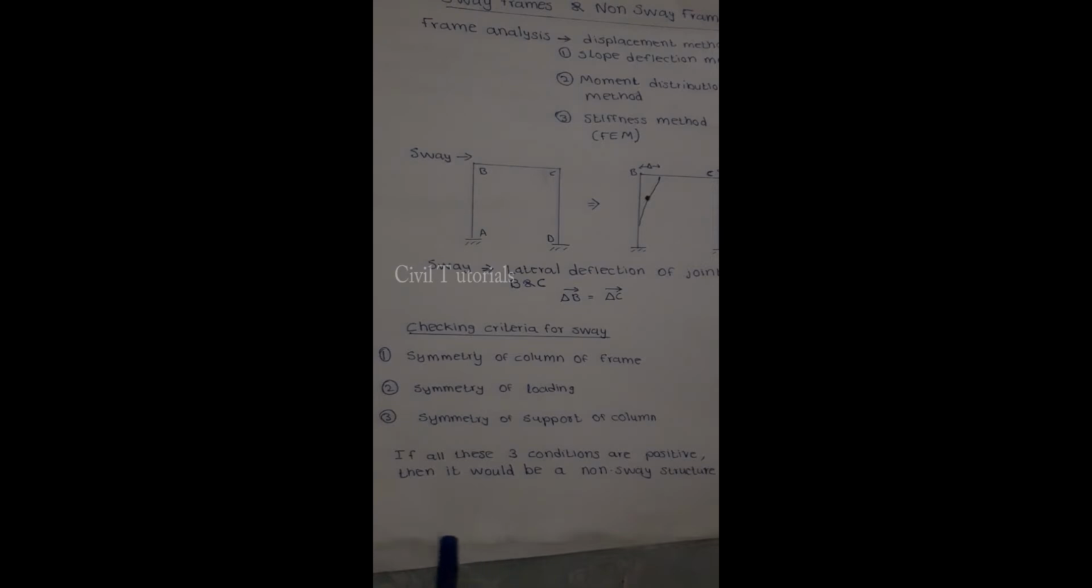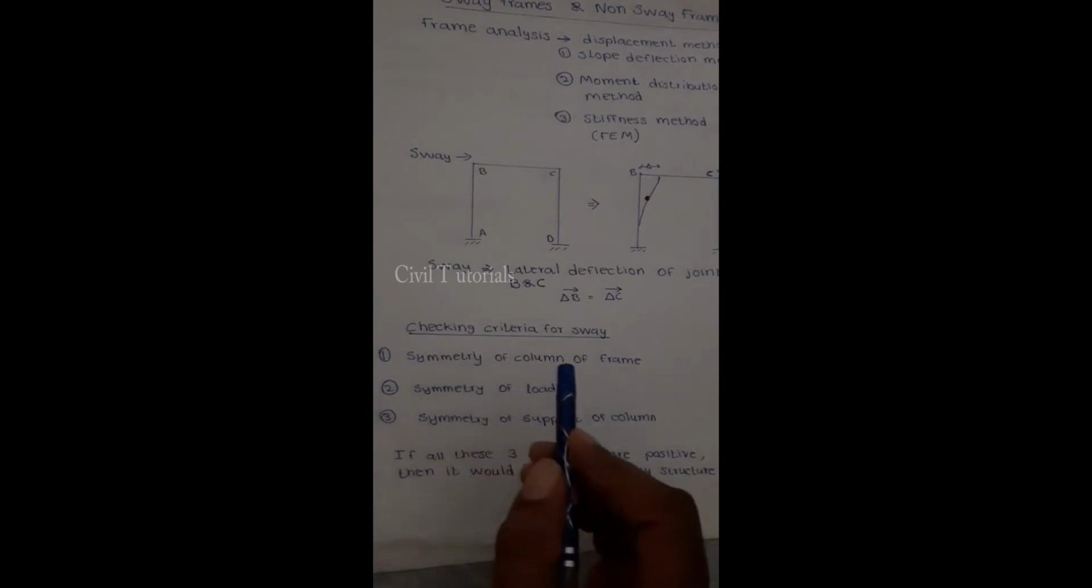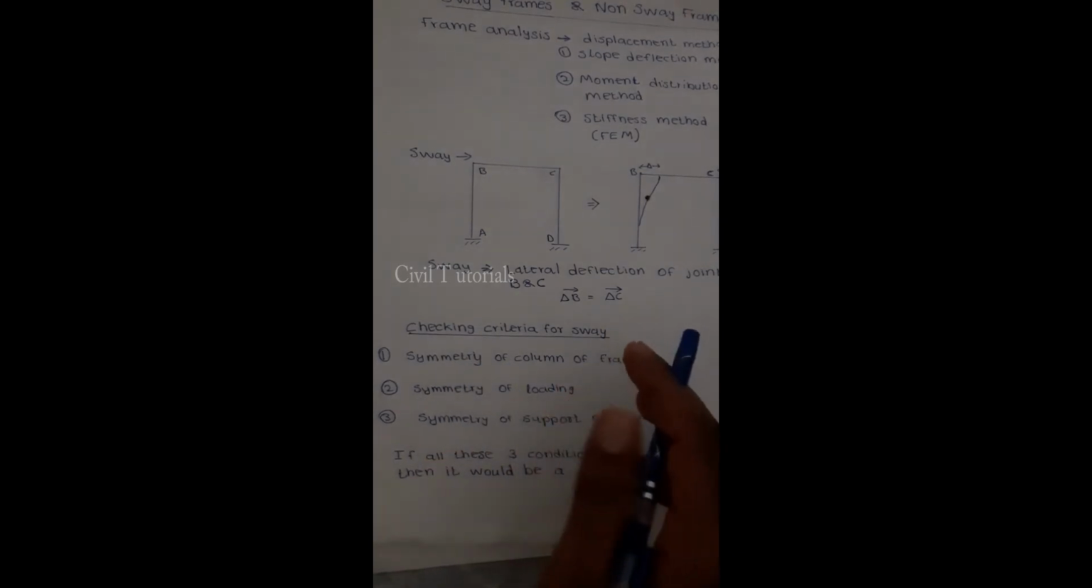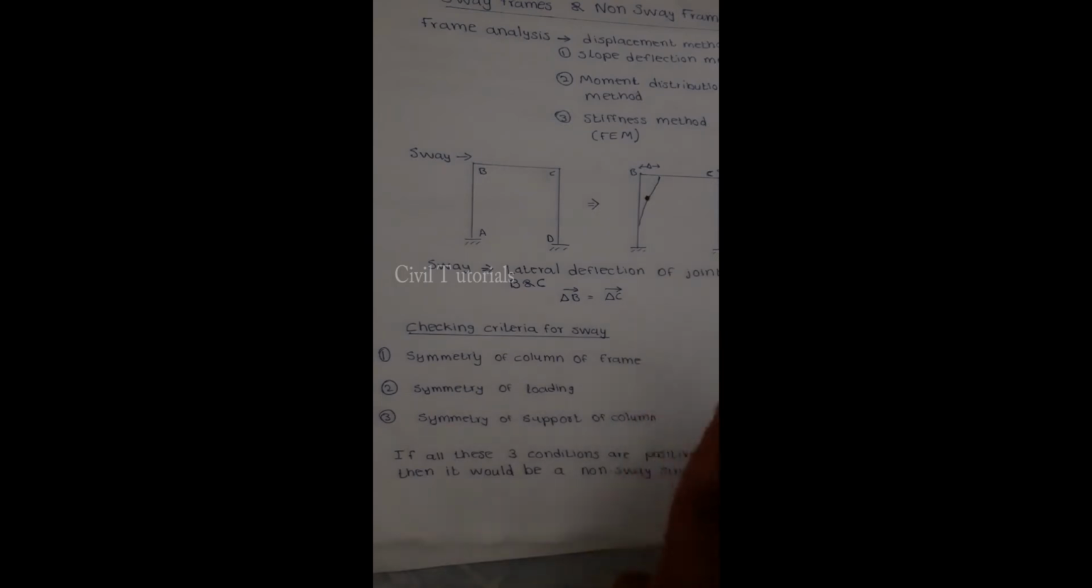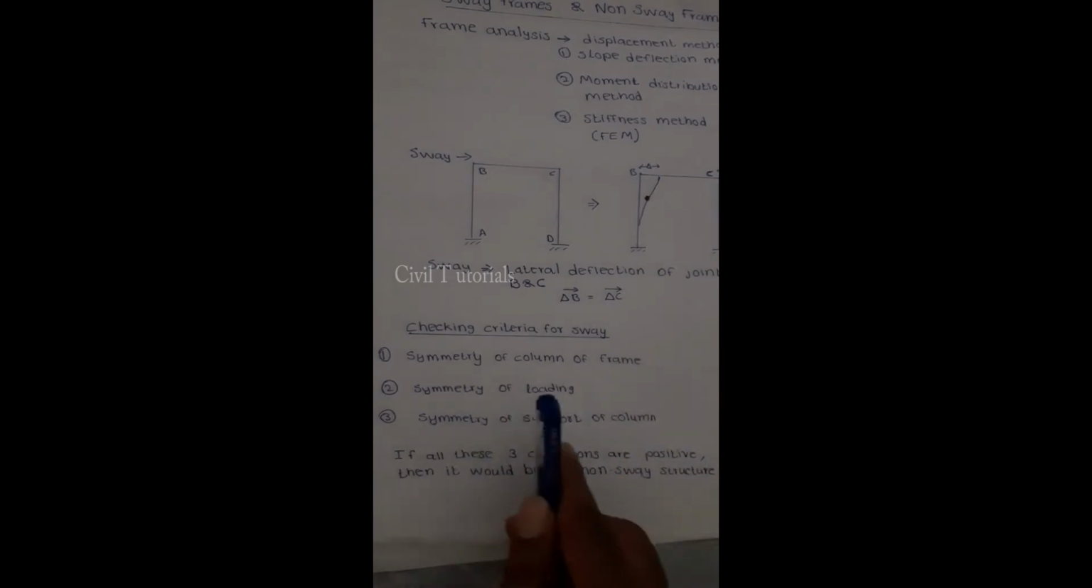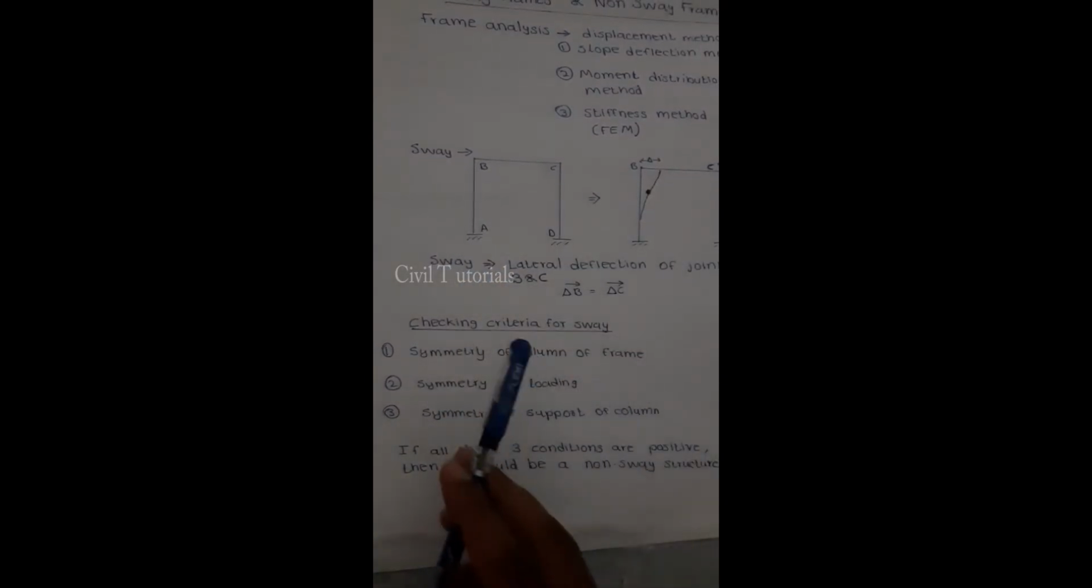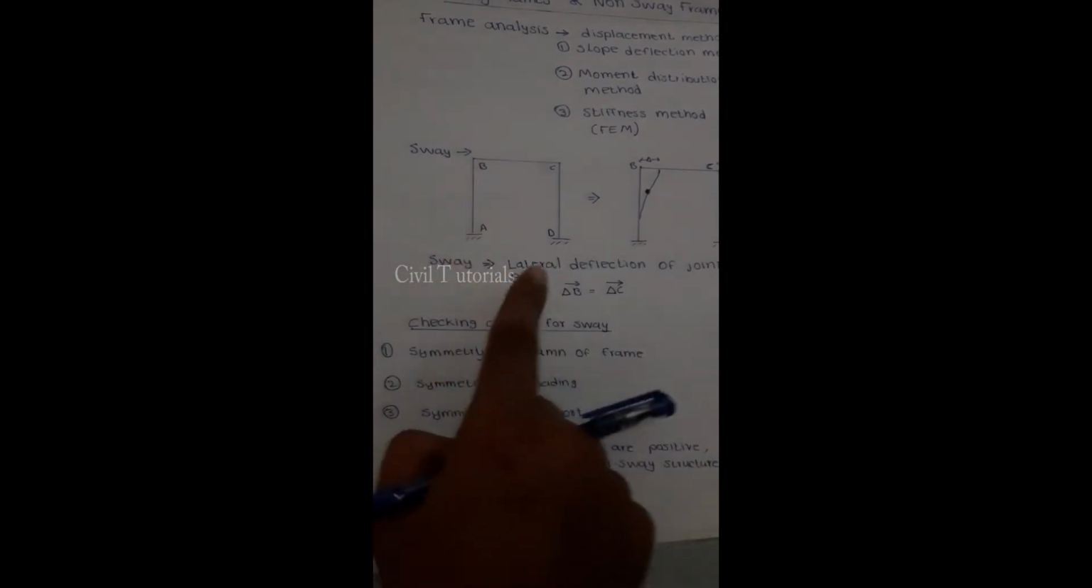Finally, we can say if all these three conditions are satisfied, then it is a non-sway structure. What are the three conditions? Symmetry of columns of the frame should be satisfied: columns must be identical, as we saw before. Symmetry of loading: loading must be symmetrical on both sides of the symmetrical axis. Symmetry of support of columns: the supports of the columns have to be identical on both sides of the symmetrical axis.